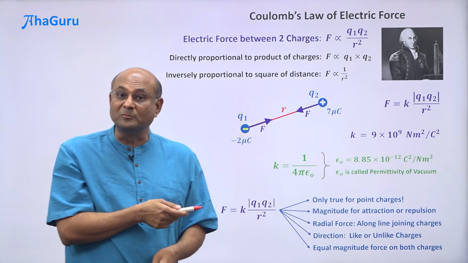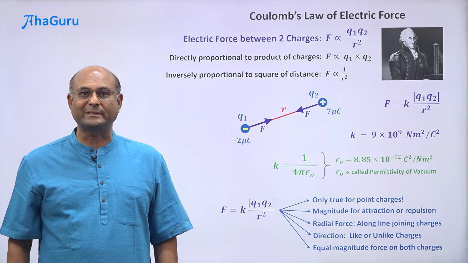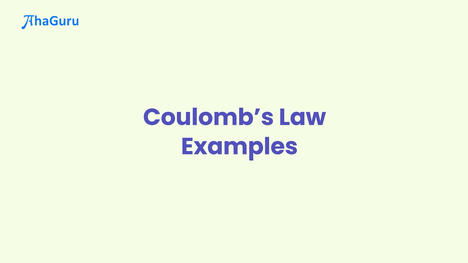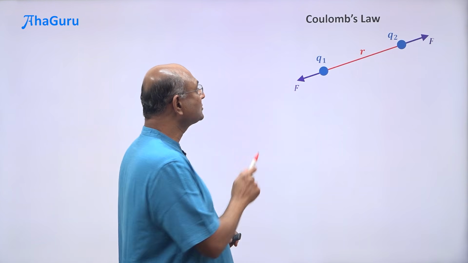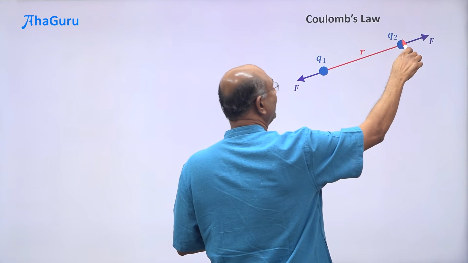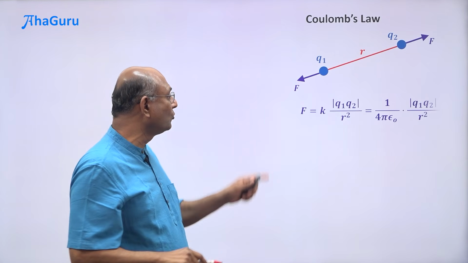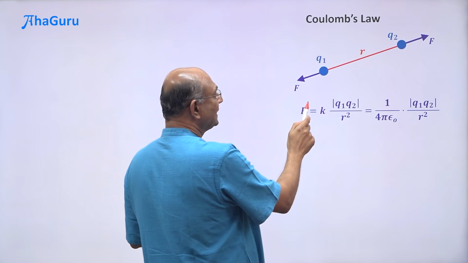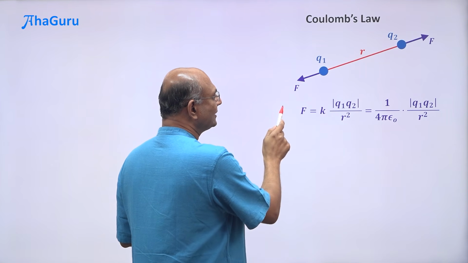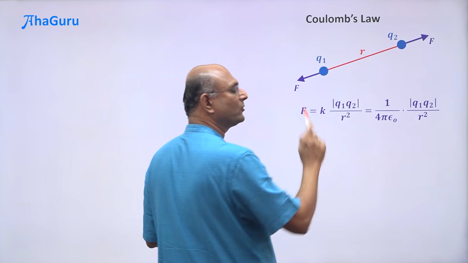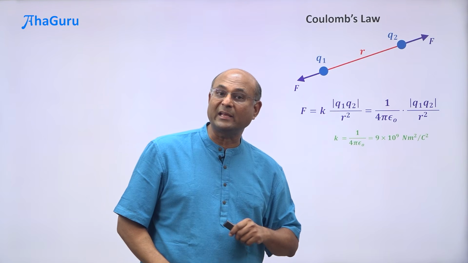So to understand Coulomb's law and this Coulomb's formula for force, let us look at a few examples. When we have two charges Q1 and Q2 separated by a distance r, the force Q1 exerts on Q2 is F, and the force Q2 exerts on Q1 is F. The magnitude of these forces is given by Coulomb's law, which is F equals K times Q1 Q2 by r square. K can be written as 1 by 4 pi epsilon naught. So F is 1 by 4 pi epsilon naught Q1 Q2 by r square. What is K? The value of K is 9 into 10 power 9 in SI units.